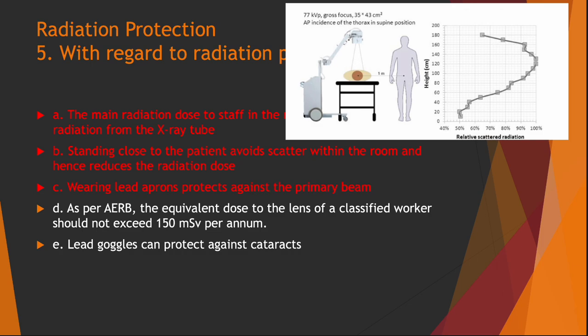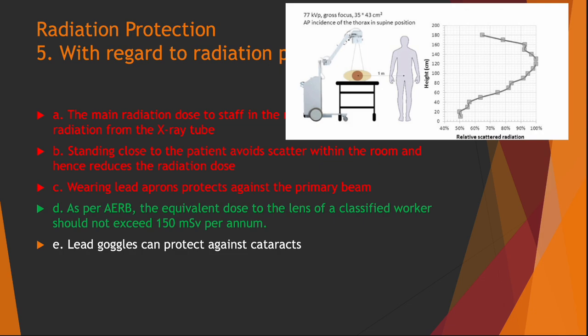Wearing a lead apron protects against the primary beam. No, the major role of the lead apron is to protect you from the secondary scatter radiation. As per AERB, the equivalent dose to the lens of a classified worker should not exceed 150 millisieverts per annum. That is true. The equivalent dose limit for the lens of a classified worker should not exceed 150.